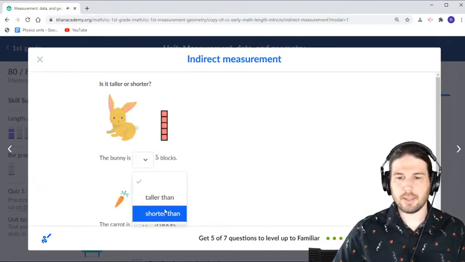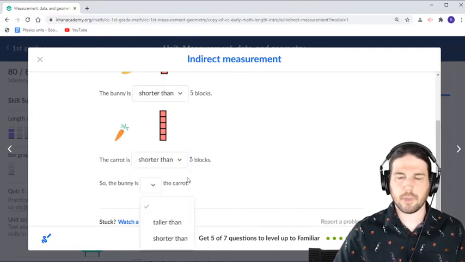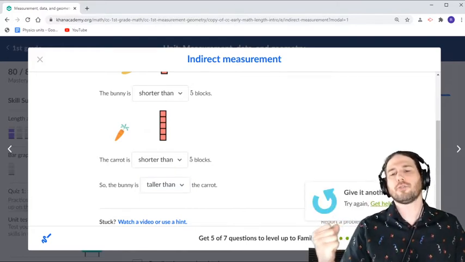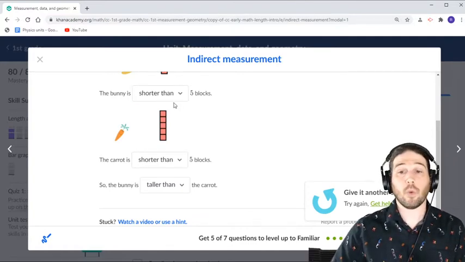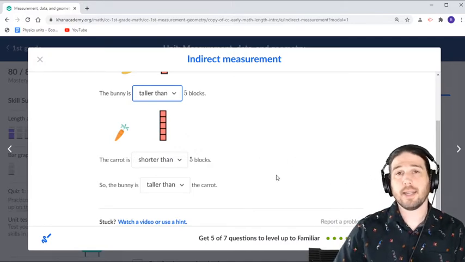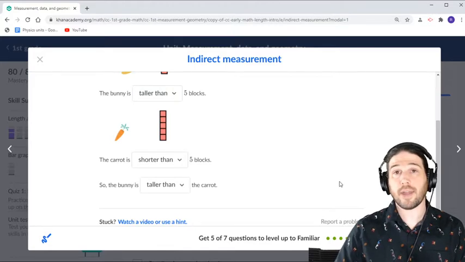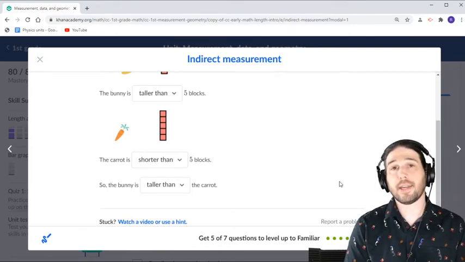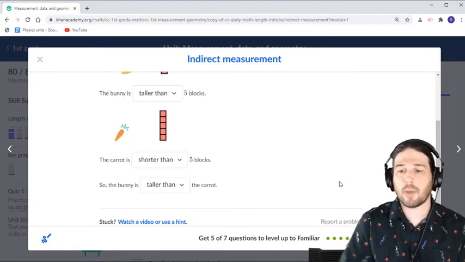The bunny is taller than 5 blocks. The carrot is shorter than 5 blocks, so the bunny is taller than the carrot. No, my first one is wrong. It wasn't even one that I got wrong. I was just going too fast, and I hit shorter than instead of taller than. I said the right thing. I had the right word. I clicked the wrong problem. Mark this. This is the first time that Professor Cunningham gets a problem wrong on Khan Academy, and it was because I was going careless and I was going too fast.